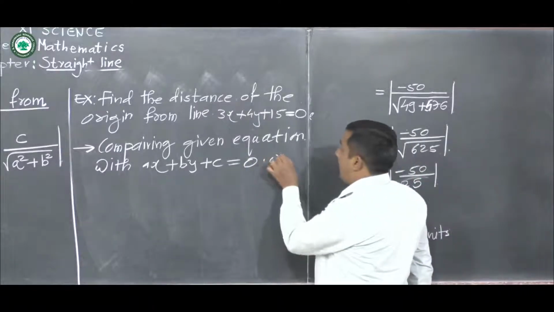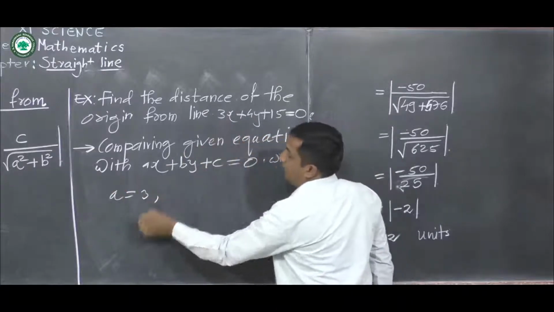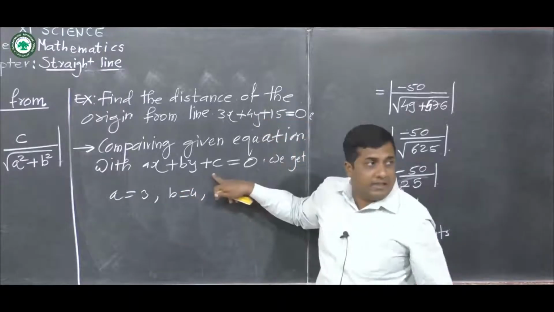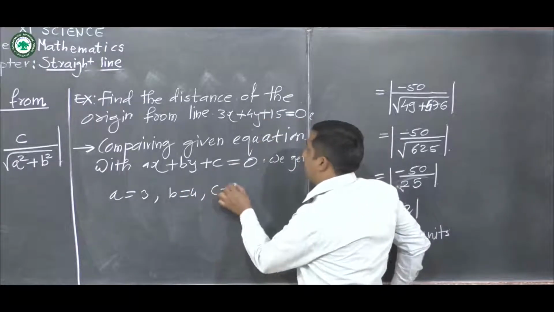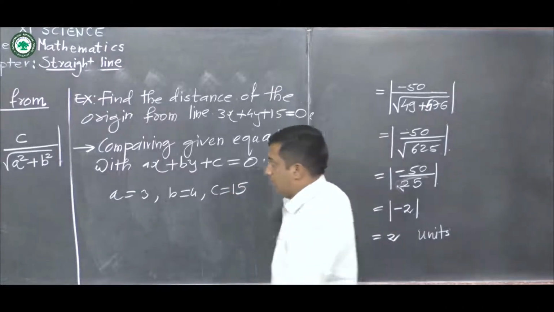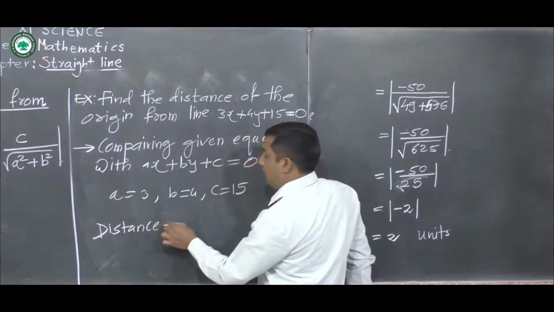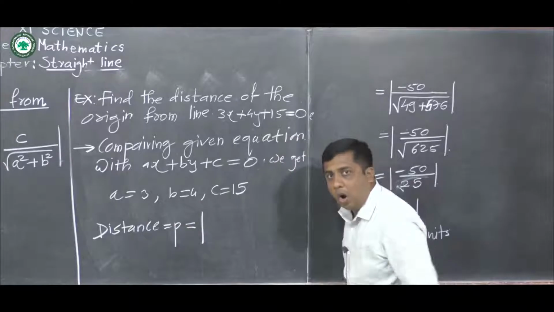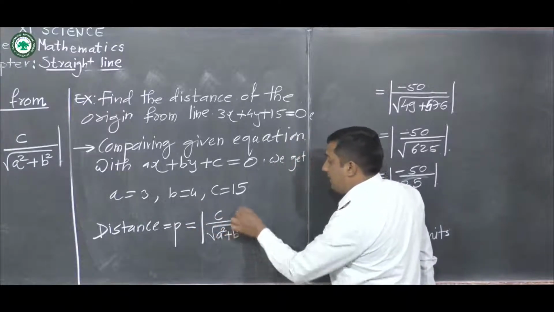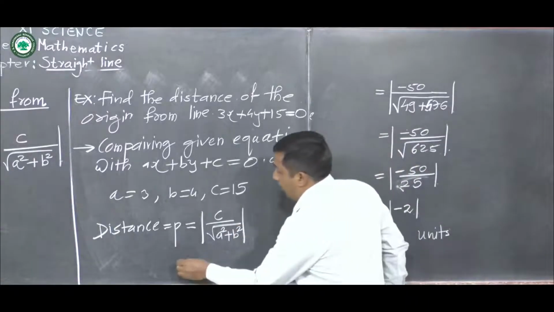Okay, then we get the value of a. Here a is 3. Then here we get b. Here b is 4. Then c is the last one and c is here 15. Now we know how to find the distance. To find the distance, here we use the formula directly. Here distance p is equal to inside the mod c upon square root of a square plus b square. Let's replace a, b and c in the given formula.